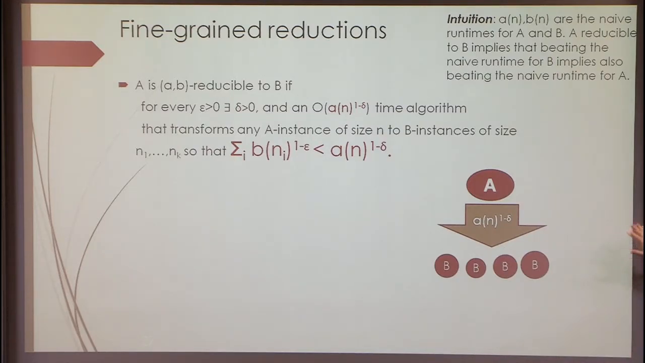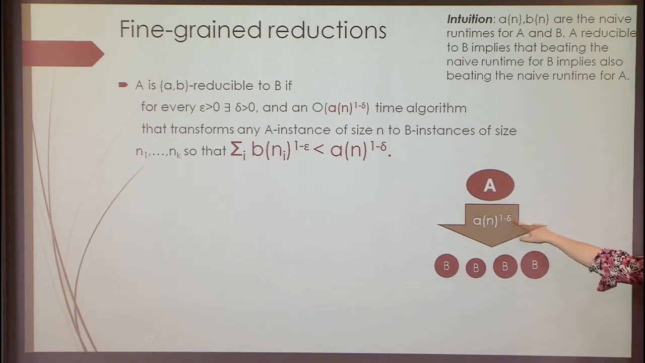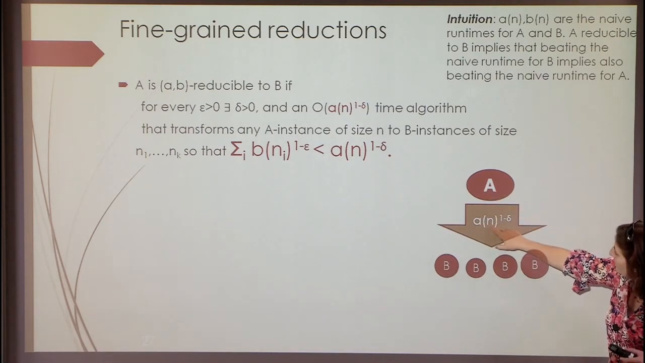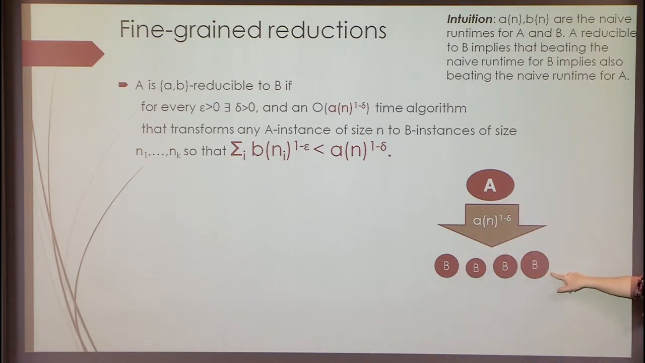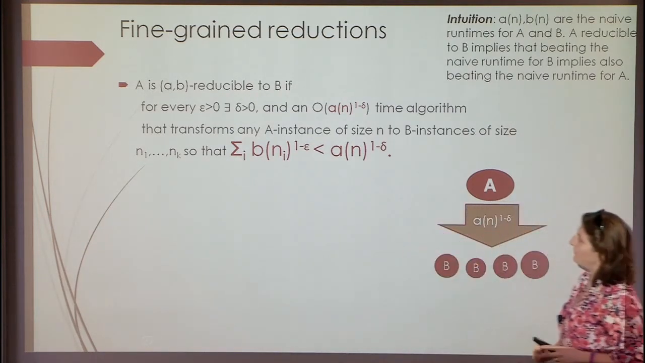So what you do is you take an instance of a problem A. In order to reduce it to problem B, you have a reduction, which is an algorithm that runs in little a of n to the 1 minus delta time. Delta is some constant, as close to 0 as possible. Someone gives you an epsilon, and for every epsilon you give a delta, okay? And then you produce instances of B. It doesn't have to be one instance. You can have as many instances as you want. But the sizes of these instances obey this inequality here.